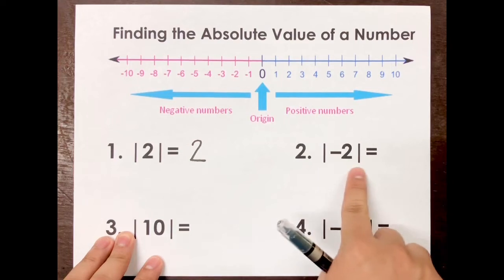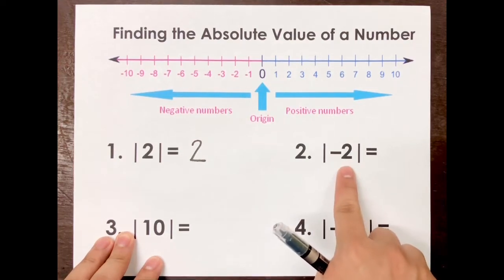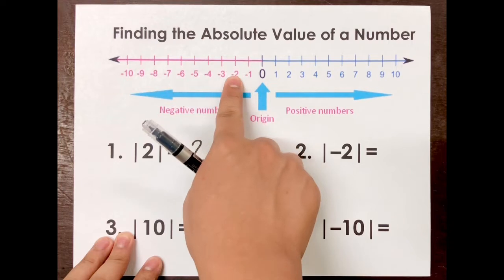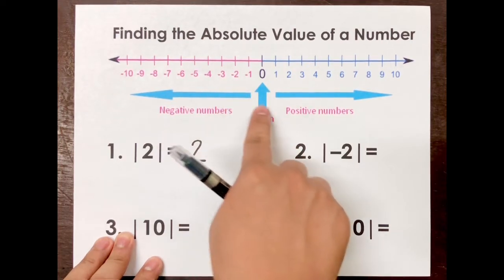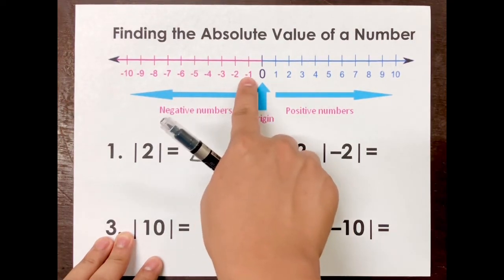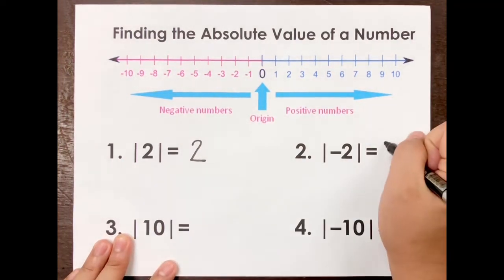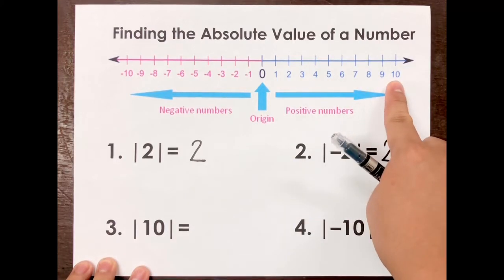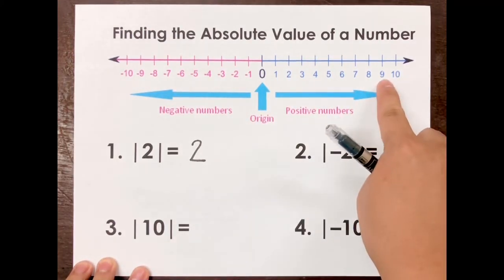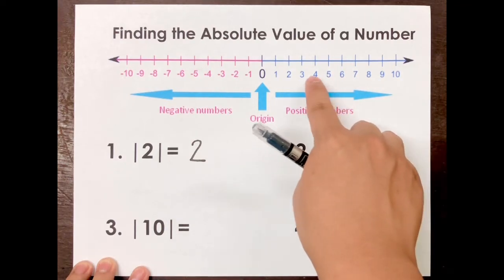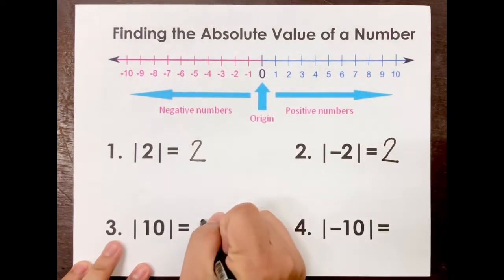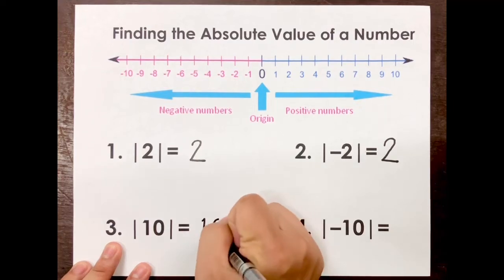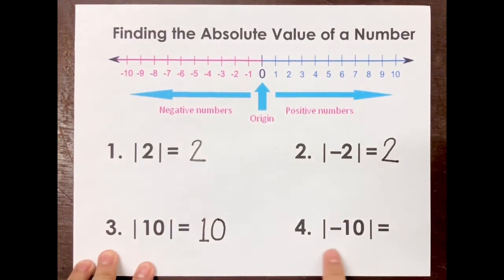How about the absolute value of negative 2? Negative 2 is here, so we count the number of units to the point of origin. So we have 1, 2 units. Therefore, the absolute value of negative 2 is also positive 2. Next, we have the absolute value of positive 10. Here is positive 10. We count the number of units to the point of origin. So we have 10 units. The absolute value of positive 10 is also positive 10.